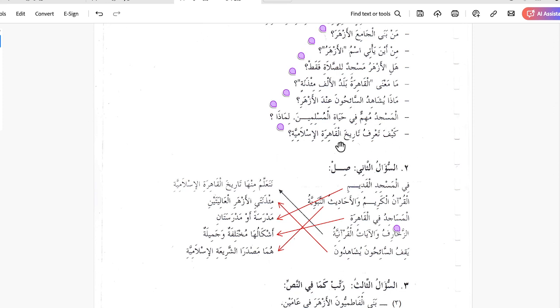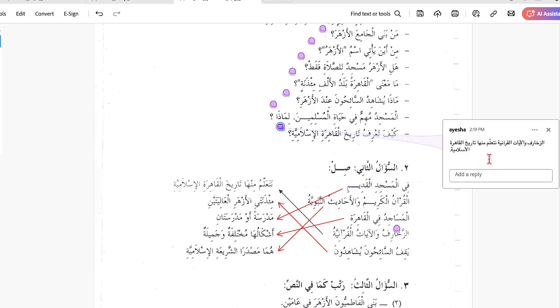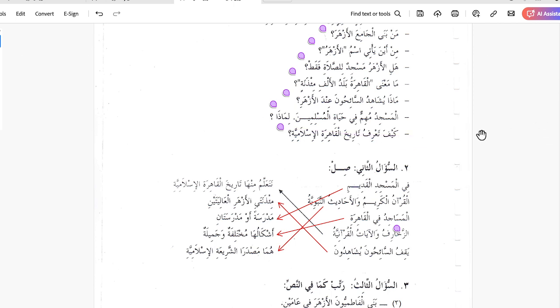Kaifa tarifu tarikh al kahiratil islamiyati. How do you know the history of Islamic Cairo? So we know the history of Islamic Cairo through the az-zakharif wal ayatul Quraniya, through the decoration and the Quranic verses which are engraved in those mosques.